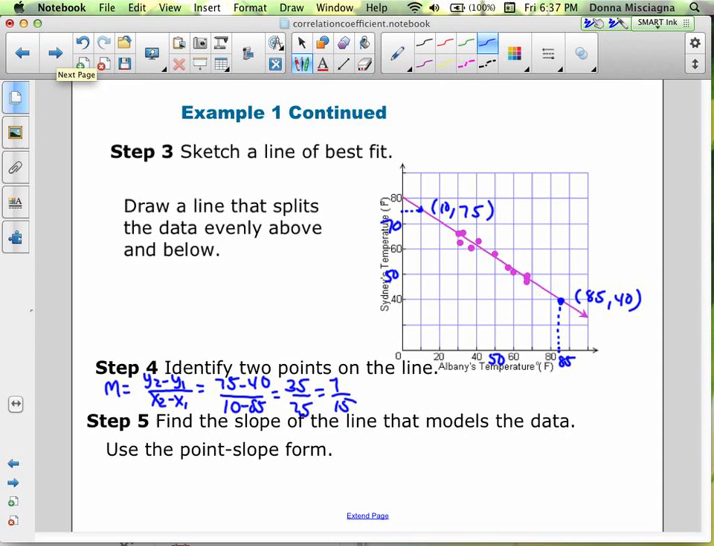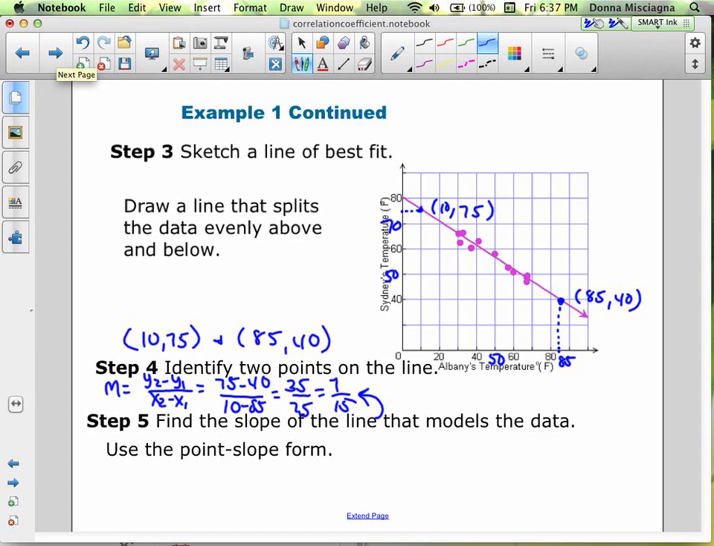We did the slope of the line right there. The 2 points that we used are, I wrote them on the graph, 10, 75 and 85, 40. All right, and now we'll write the equation in point slope form. And that's the last thing we're going to do on this podcast. I'm going to pick either one. I'll take 10 and 75 because I like the numbers better.